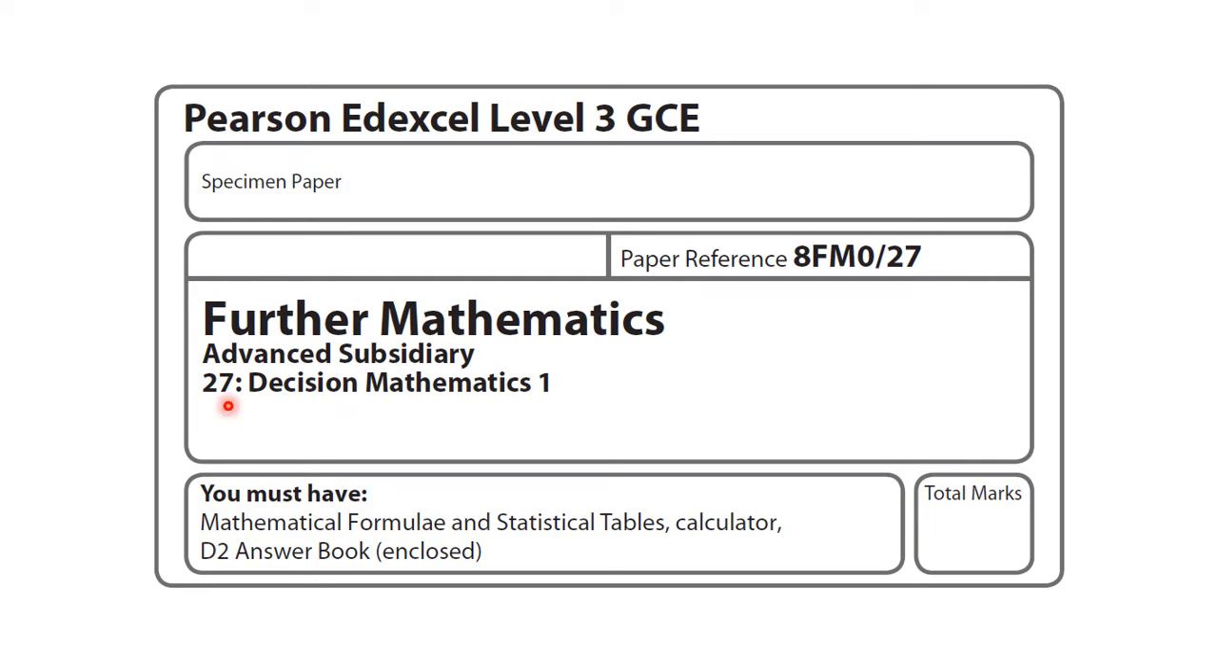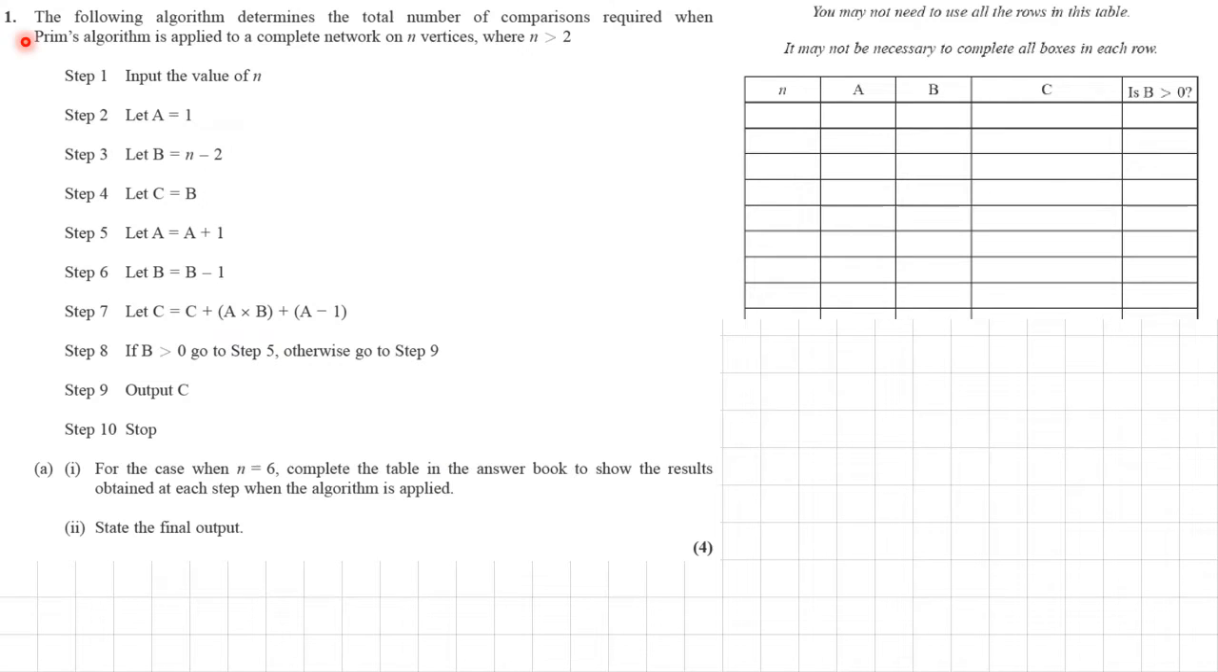This is a walkthrough of a Further Mathematics AS Decision Maths 1 paper. Question number 1. The following algorithm determines the total number of comparisons required when Prim's algorithm is applied to a complete network on n vertices where n is greater than 2. And we've got a list of 10 steps in this algorithm.